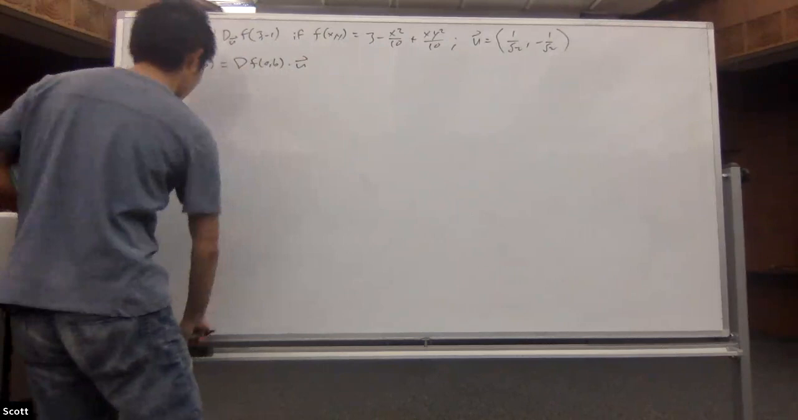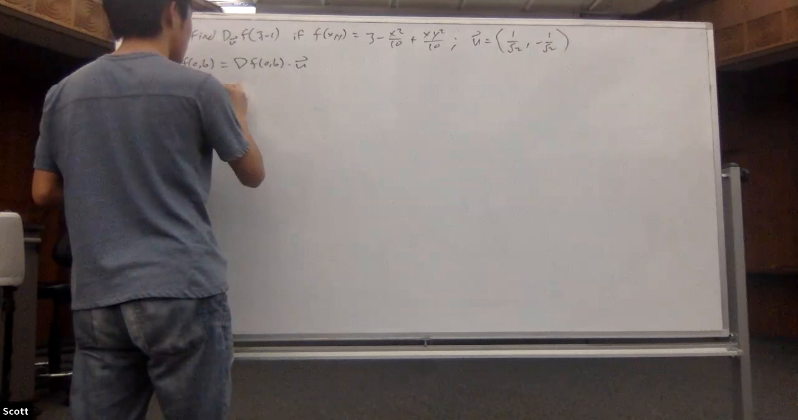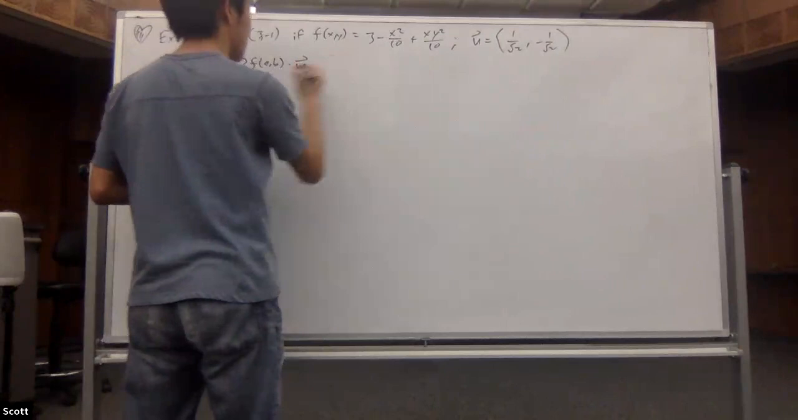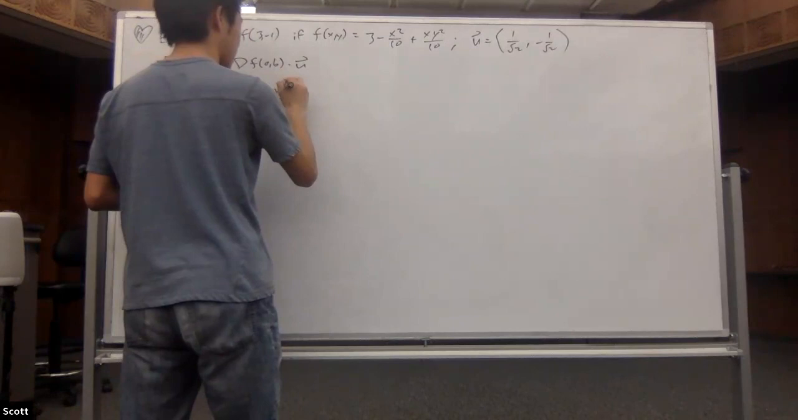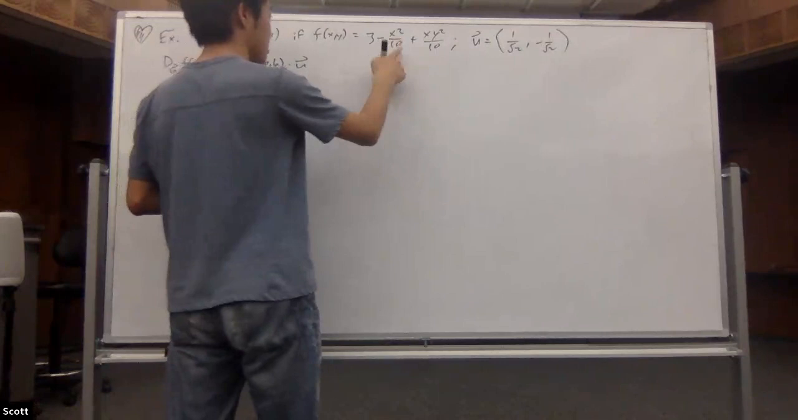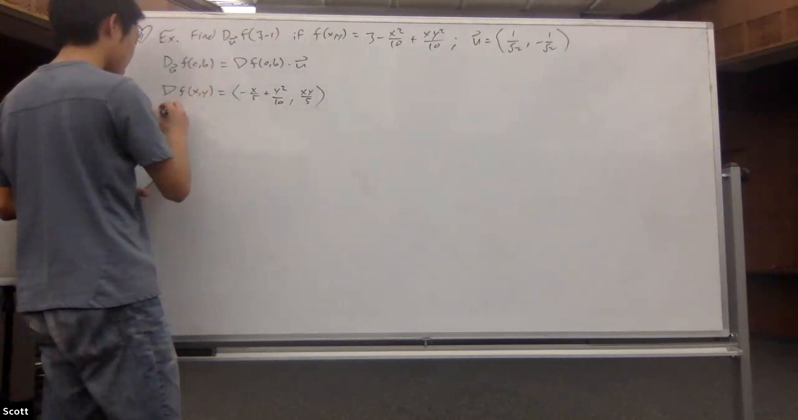Gradient of f(x, y). Notice I'm not plugging the point in yet. What's a gradient? A gradient is a vector. So the x component is going to be minus x over 5, plus y squared over 10. The y component is the partial with respect to y now, so 0, 0, boom. We get 1/5 xy, so xy over 5. This is the gradient without the point. Now we plug in the point.